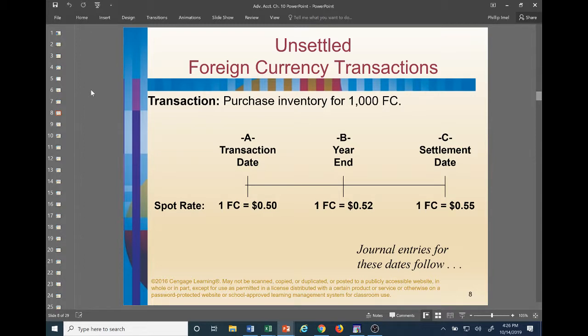So just like trading securities and stuff of that sort is marked to market at the end of the reporting periods, such as these foreign currency transactions that are unsettled at the end of the reporting period. They're marked to market.